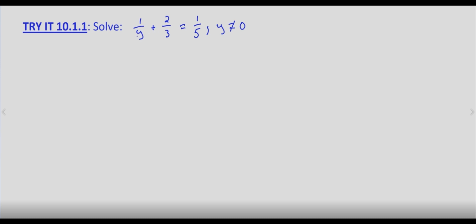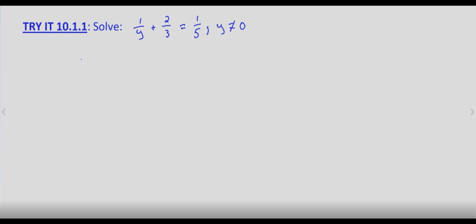Now our first step, after noting where it's undefined, is looking for the least common denominator of all of our denominators. So in this case, we have y, we have 3, and we have 5. The least common denominator would then be 15y. The constants 3 and 5, the least common factor is 15, and then we have the y to deal with as well.